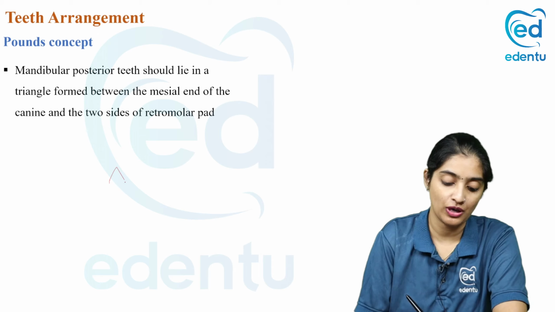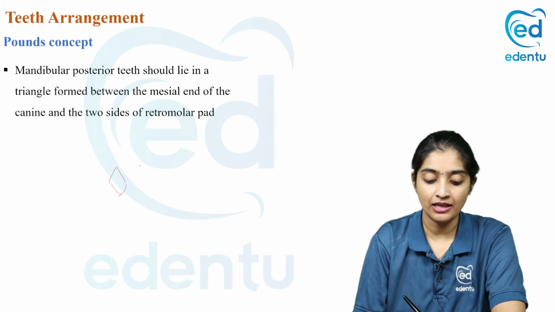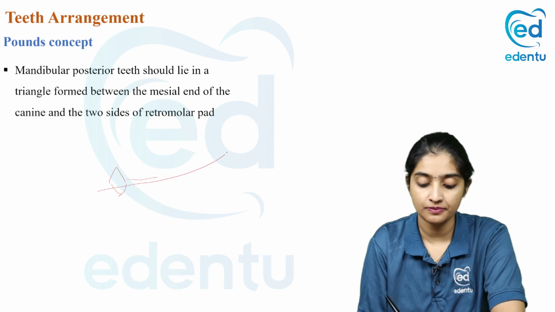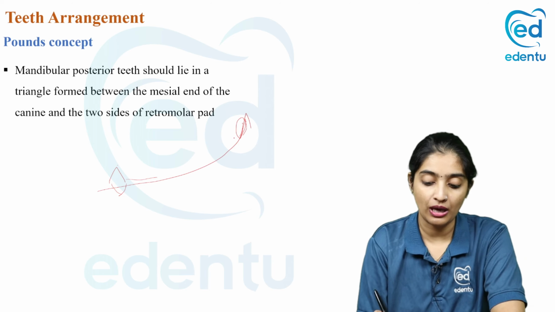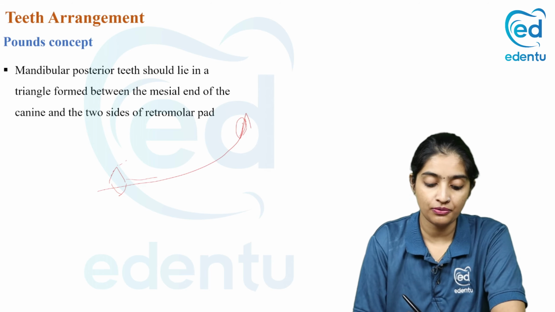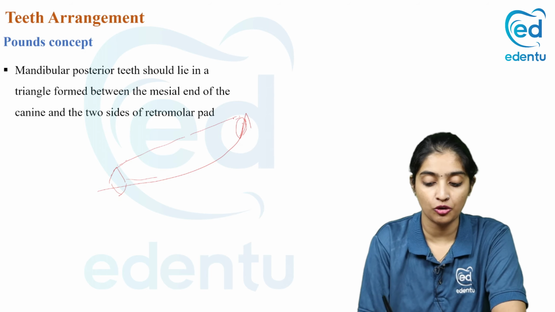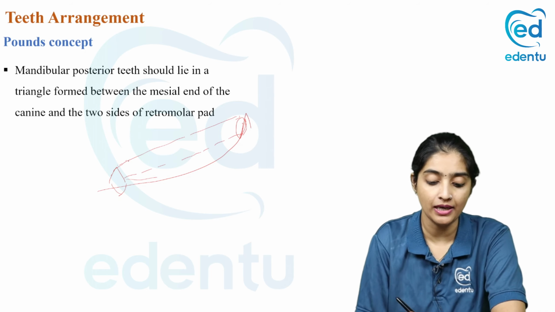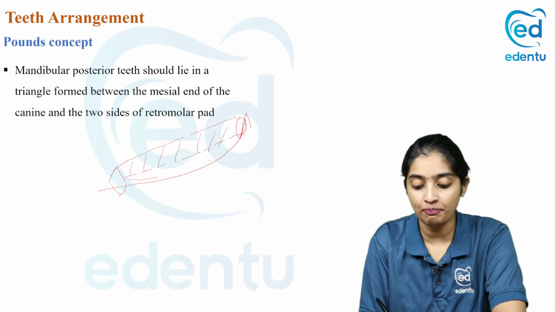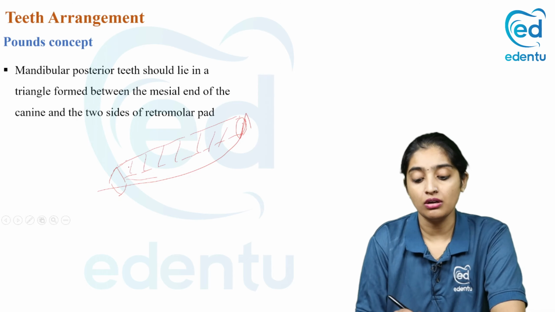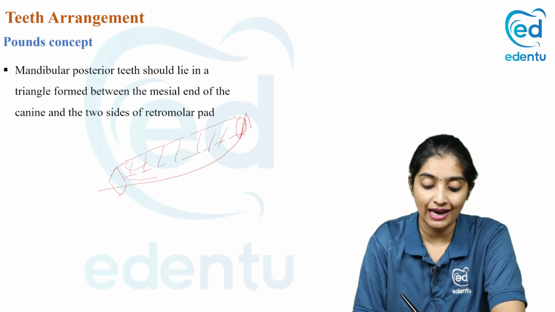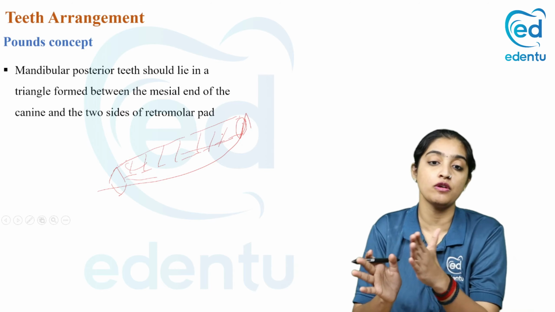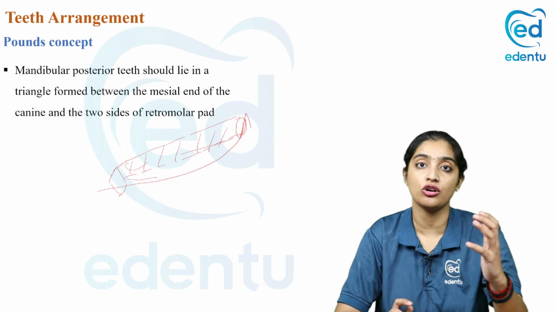retromolar pad. So if you have your canine here, and this is your retromolar pad on the arch, you draw a line from the canine to the retromolar pad, and from the distal of the canine to the retromolar pad. This is called Pound's area. Your posterior teeth should all lie within these confines. They should not move lingually or buccally. That is called Pound's concept.